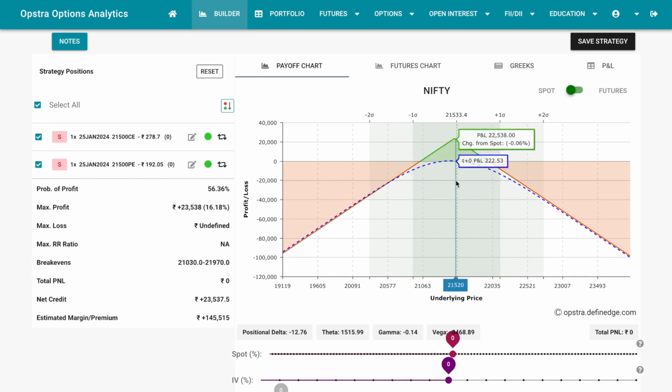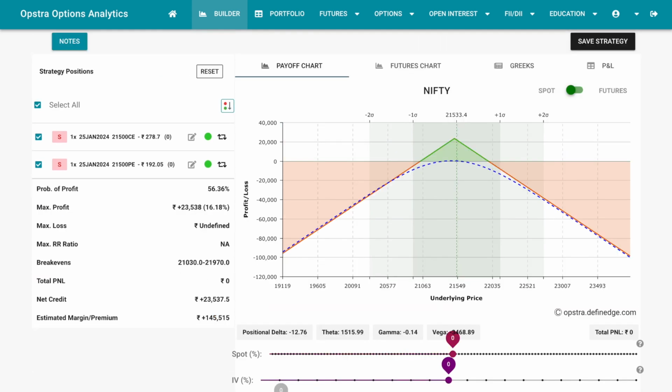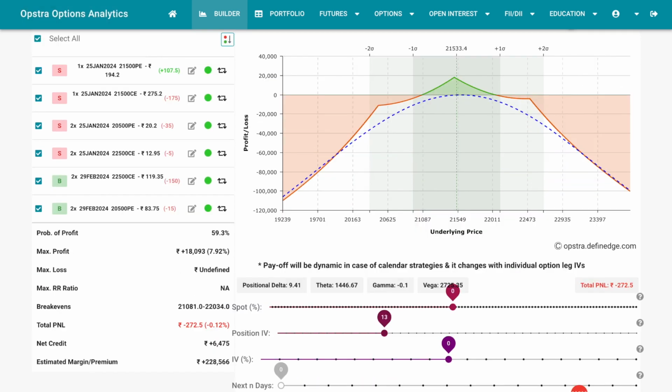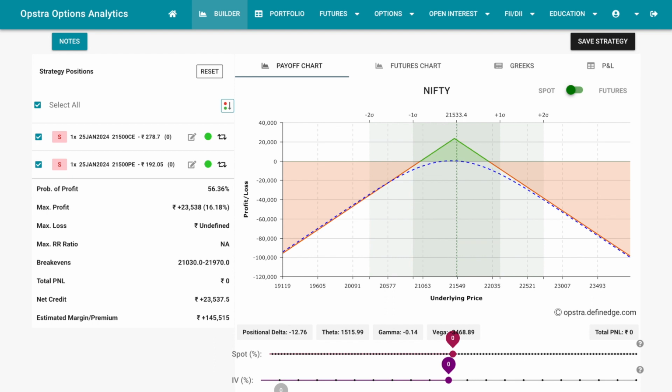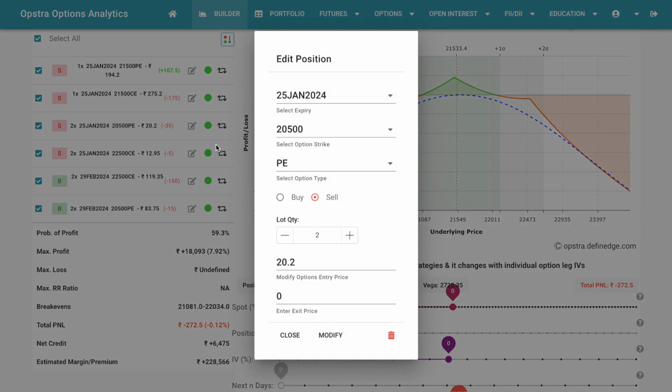Now we have reduced the peak. What we have done is basically increase the range. So earlier the break even was 21,030, and here your break even is 21,081. The max loss is something that I need to worry about. 21,030, 21,081. What we can do is increase the peak further.